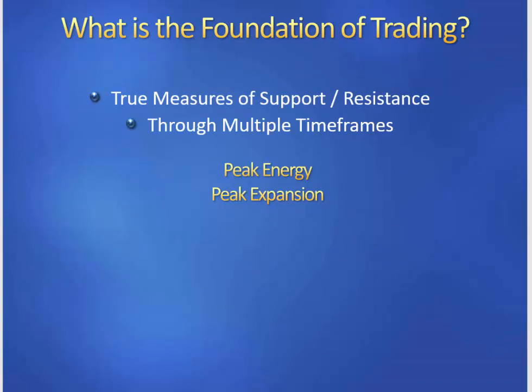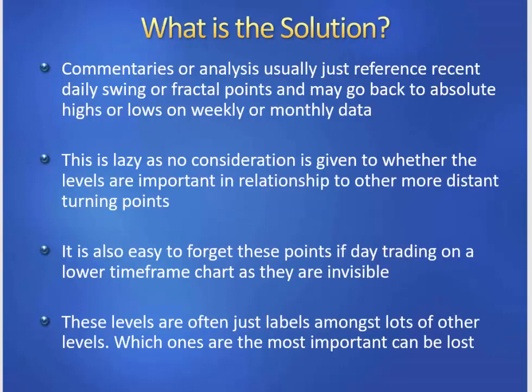So we have true measures of support and resistance through multiple time frames, and this is what's called peak energy and peak expansion. Commentaries or analysis usually just reference recent daily swing or fractal points and may go back to absolute highs or lows on weekly or monthly data. This is lazy, as no consideration is given to whether the levels are important in relationship to other more distant turning points. It is also easy to forget these points if day trading on a lower time frame chart, as they are invisible. These levels are often just labels amongst lots of other levels. Which ones are the most important can be lost.